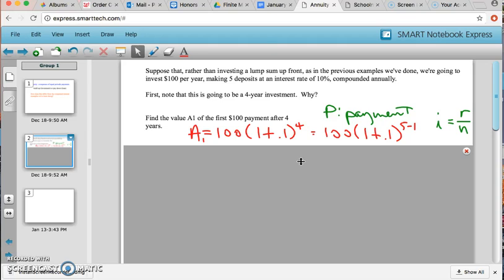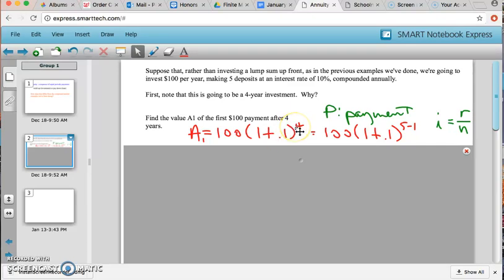So first payment, A sub 1, the amount of the first payment, as soon as we put it in the bank, it has not had time to earn any interest. Notice that this formula that we're using here, we're back to the A equals P times the quantity 1 plus r over n to the nt that we use for lump sum investments, because we'll treat each individual payment of this annuity as a lump sum investment. So here's our formula. A equals P. P is just the amount of the payment that we're entering, so $100 times the quantity 1 plus r over n. r is 10%, n is 1 year. That's the frequency of compounding.